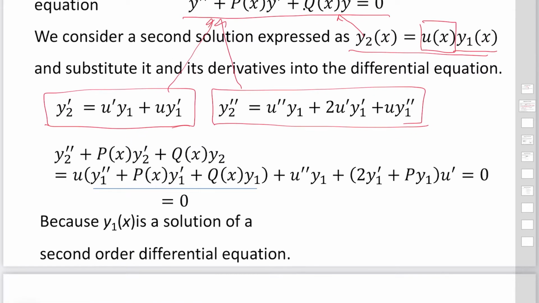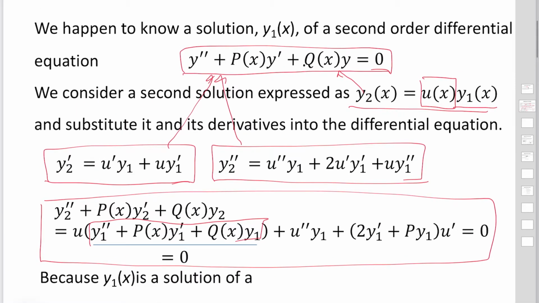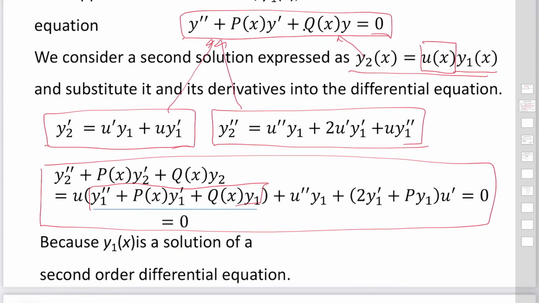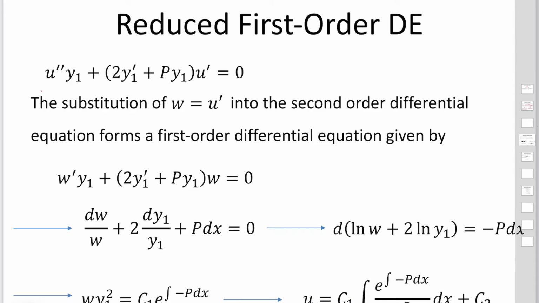This has to be 0. So you have these equations. The terms y₁'' + py₁' + qy₁ vanish from the assumption that y₁ is a solution of the differential equation. This has to be 0. So from this equation, we have u''y₁ + (2y₁' + py₁)u' = 0.